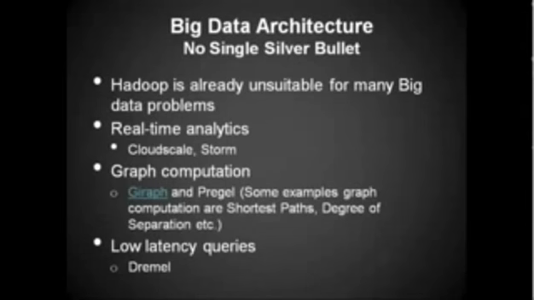Finally, there is no single silver bullet. Hadoop is already unsuitable for many big data problems, for example, real-time analytics. There are many emerging technologies which are coming up. For real-time analytics, you can look into Cloud Scale and Storm. For graph computation based problems, you can look into Giraph and Pregel. For low latency queries, you can look into Camel. So there is a big ecosystem of big data technologies or solutions existing for specific big data problems that you can find on the internet.